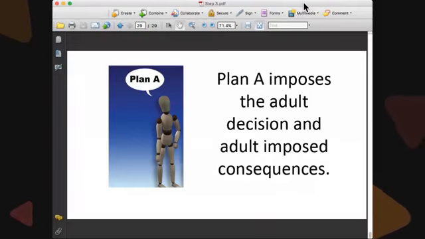Plan A is the one that you want to use the least, and usually this is just in really dangerous situations where the adult makes the decision, I'm going to grab my kid's arm and pull him in off the street so they don't get hit by the car. But Plan A is what so many times, I think, we've been raised with, so that's kind of our go-to solution.